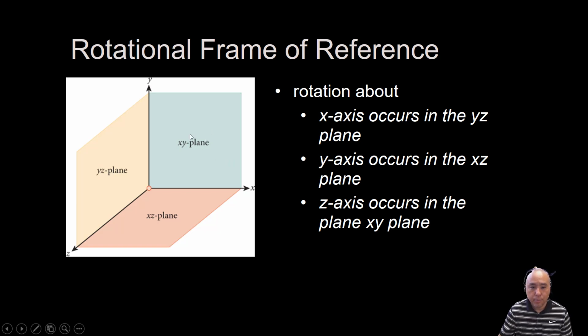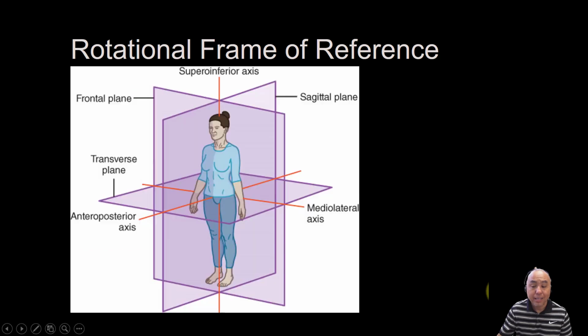So for example, if a motion occurs in the xy plane, the rotation would occur about the z-axis because it's perpendicular to it. Likewise, the x-axis is perpendicular to the plane defined by y and z, and the y-axis here is perpendicular to the plane defined by x and z. Now, that gets a little bit confusing because in a Cartesian coordinate system such as that, xyz is relatively arbitrary.